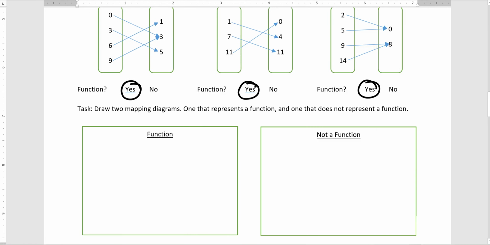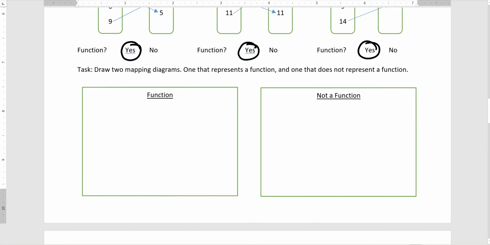Now what I would like you to try is to draw two mapping diagrams. I want the one on the left to represent a function and the one on the right to not be a function, all right? Go ahead and try that. Make the one on the left represent a function, and make the one on the right represent a relation that is not a function. Go ahead and pause the video, try that, and then we'll check those together.